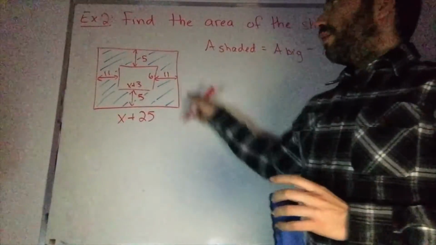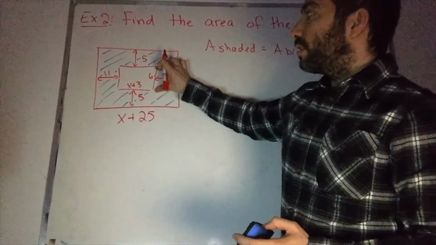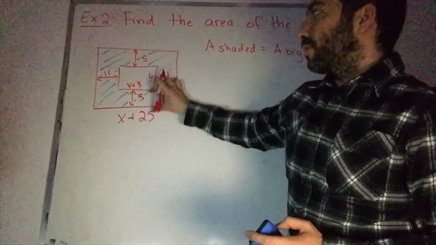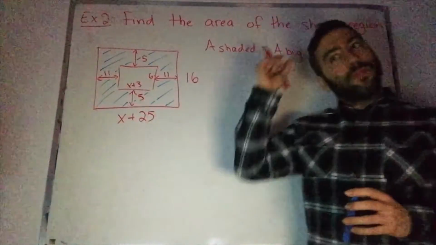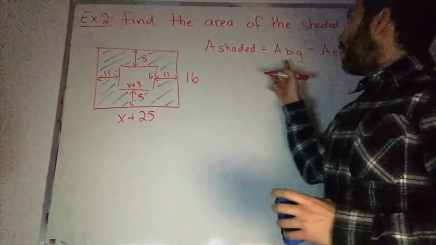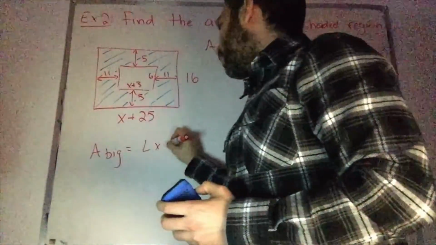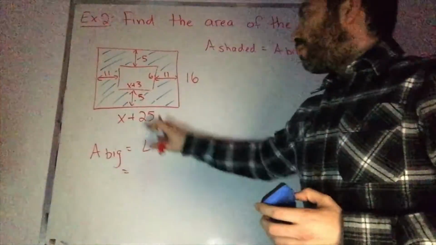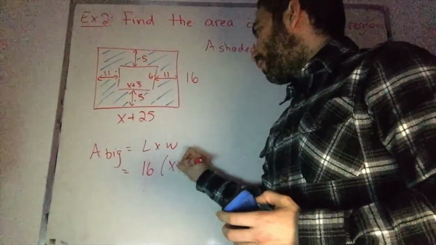Same argument for the vertical distances. So notice that the height of the small rectangle is 6, and over here we have 5 and 5. So you just add 5 plus 6 plus 5, and that gives us the total distance, which is 16. Okay. And now we're ready to go find the area of the big and the area of the small. So let's go find the area of the big first. We use length times width. The length is x plus 25, it doesn't matter which order you put these in, so let's do 16 here, times x plus 25.